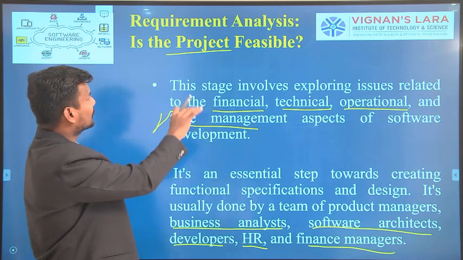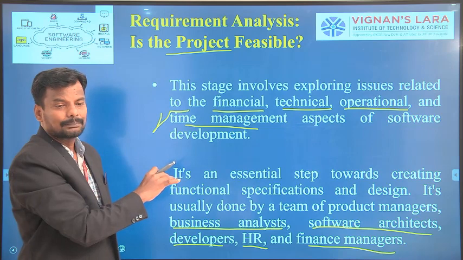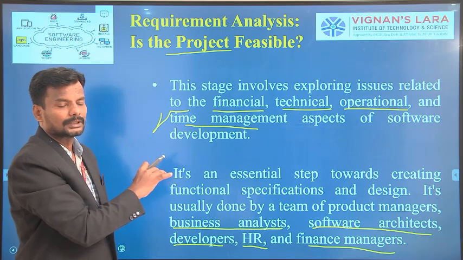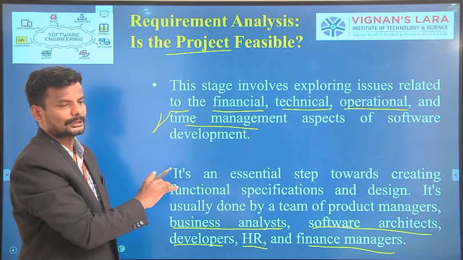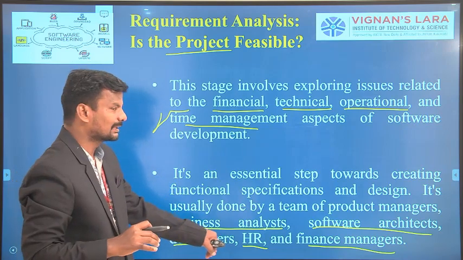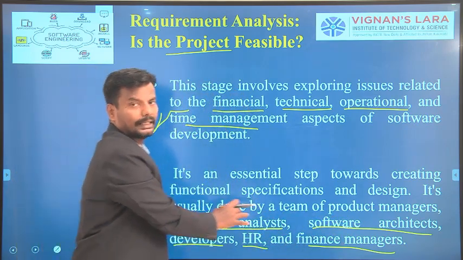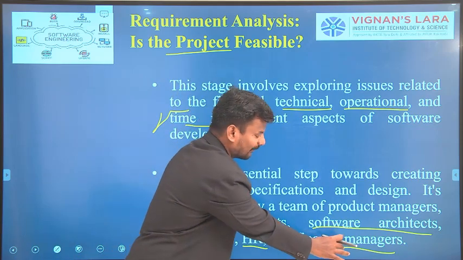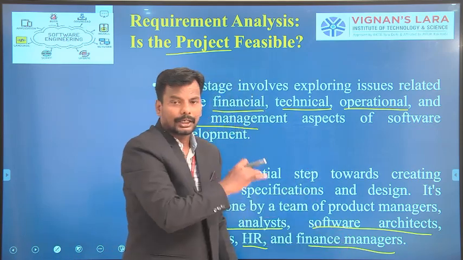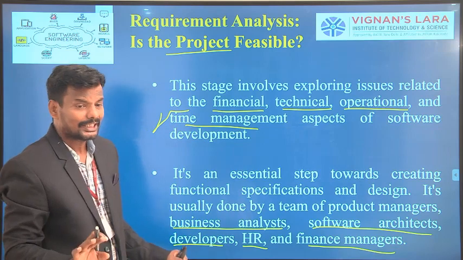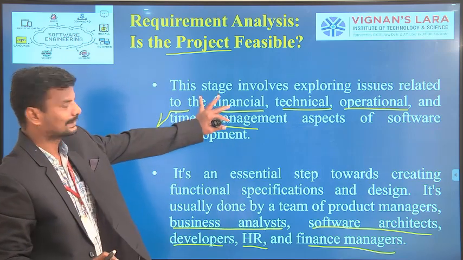And also, during the analysis phase, there are some team people involved. Who are they? They are the business analysts, software architects, software developers, HR people, and the financial people. Those people are involved to analyze any software process. This is the second step.